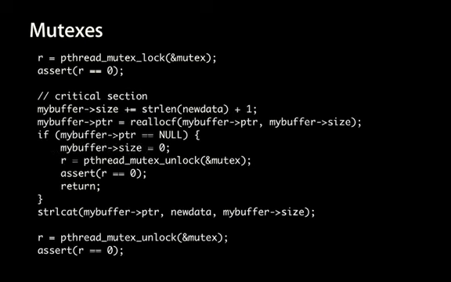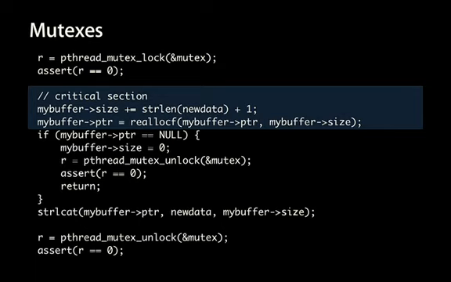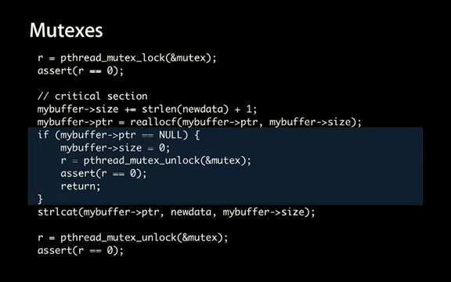So in pthreads, well, everything might fail. So we need to check that acquiring the mutex didn't fail. We then can do our critical section. In this case, we're trying to mutate a string. And if our reallocation fails, what we can do is set our critical section to a known state and then unlock the mutex and return.